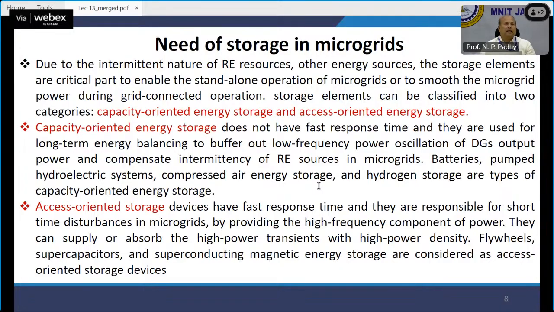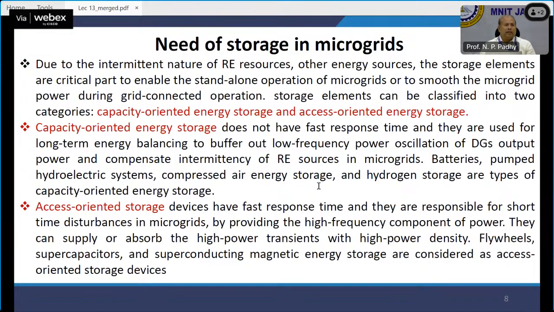Storage elements can be classified into two categories. One is capacity oriented energy storage and the other is excess oriented energy storage. We'll discuss what they are. So today, my request to all the students is to concentrate, because it may look like it is exactly the same as what you have learned, but it is not so. We are slowly getting deeper and deeper into microgrid studies here.